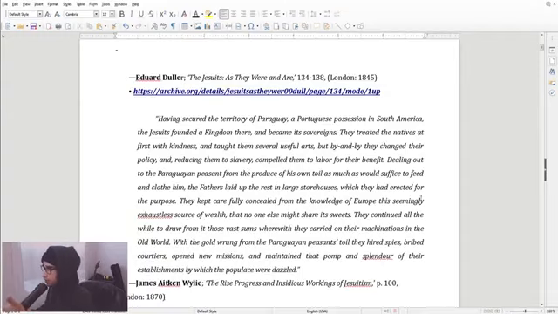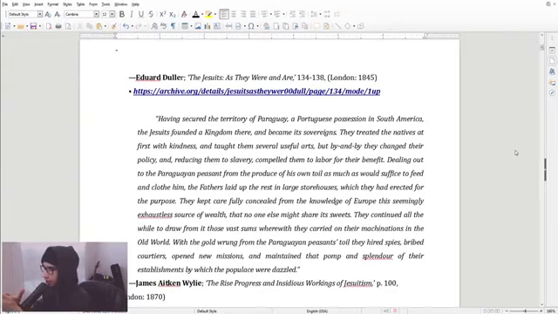So, they kept care. Where are we? Oh, yeah. Okay. Dealing out to the Paraguayan peasant from the produce of his own toil as much as would suffice to feed and clothe him. The fathers laid up the rest in large storehouses, which they had erected for their purpose.